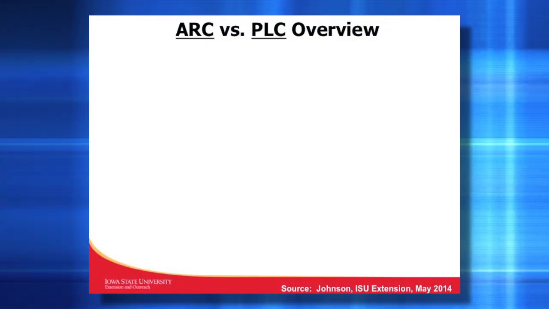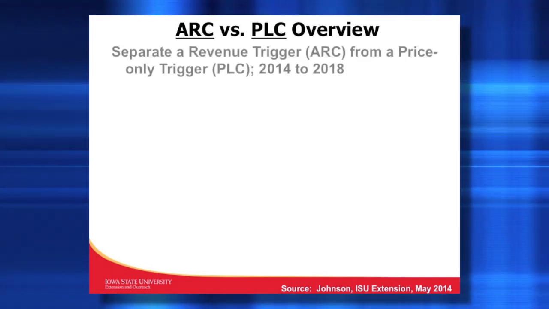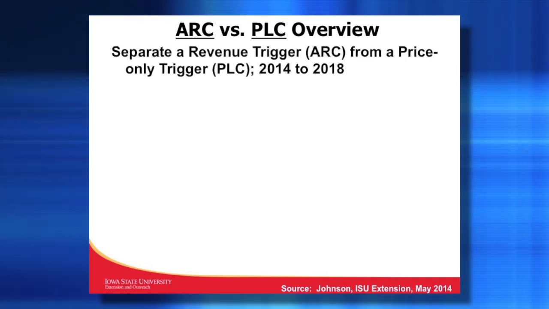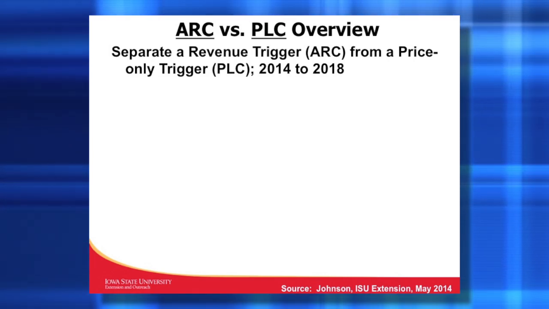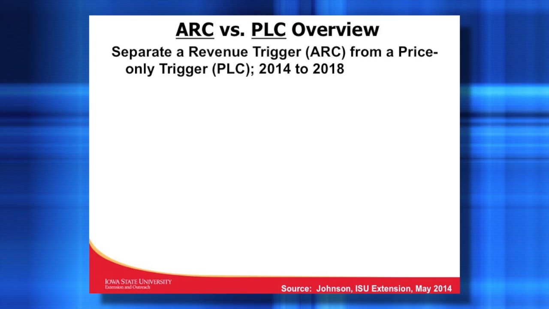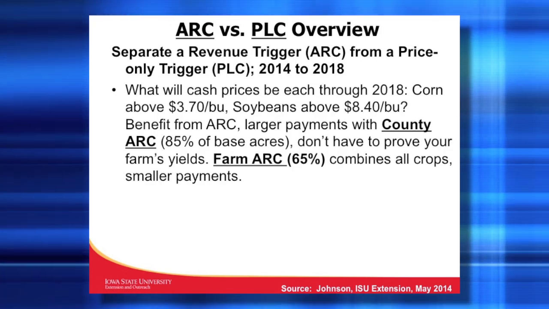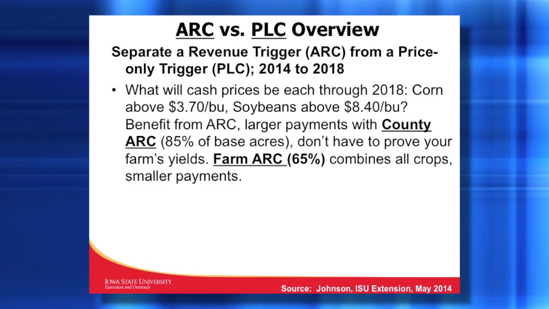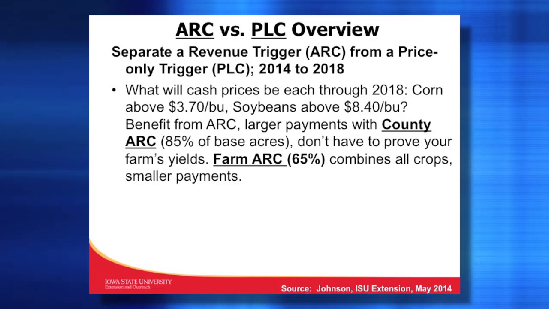Again, I think it's important that your viewers be able to separate that ARC is a revenue-based program, yield times price. Right. Kind of feels like crop insurance, if you would. Right. That PLC is a price loss only. You've got to have the national average cash price, the weighted average, for the 14-15 crop below 370 corn, 840 soybeans, 550 wheat, or there's no payment associated with it.